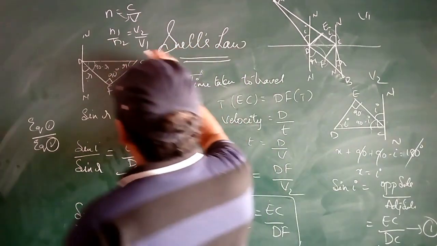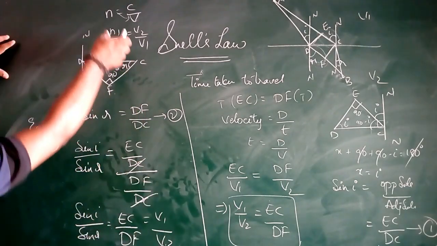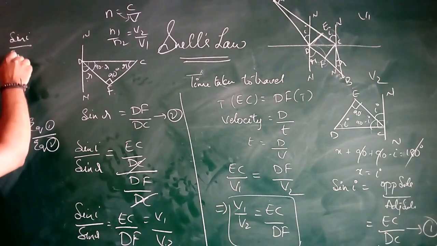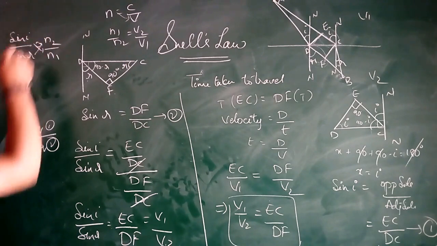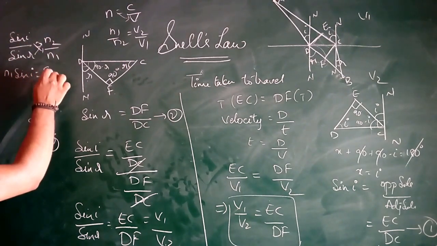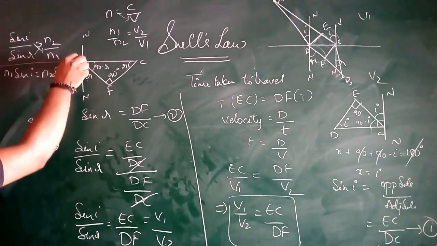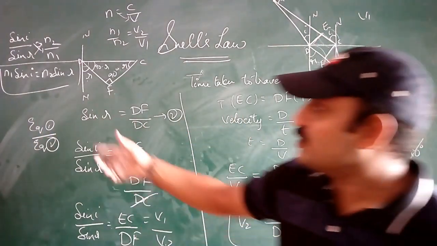So instead of V1 by V2, I will write n2 by n1. So sin I by sin R is equal to n2 by n1. Doing the cross multiplication, n1 sin I is equal to n2 sin R. This is our Snell's law: n1 sin I is equal to n2 sin R.